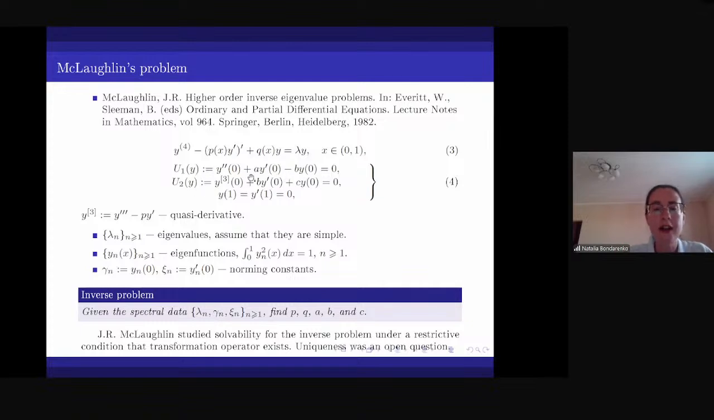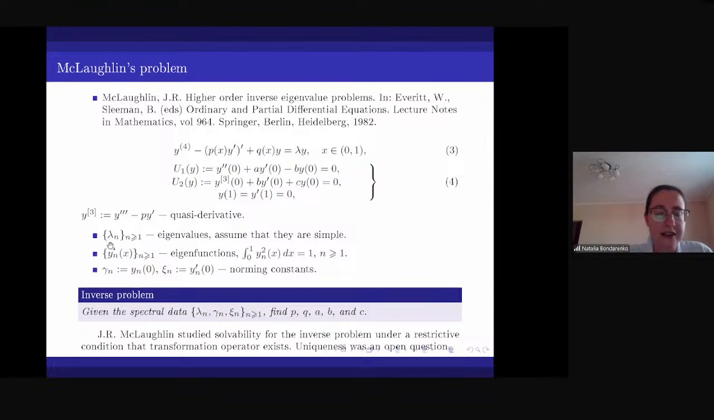Here at 0, the boundary conditions of order 2 and of order 3 are imposed. This notation is used for the quasi-derivative, which is defined in this way. And at the right endpoint at x equals 1, we have these boundary conditions, the same as in the previous slide.